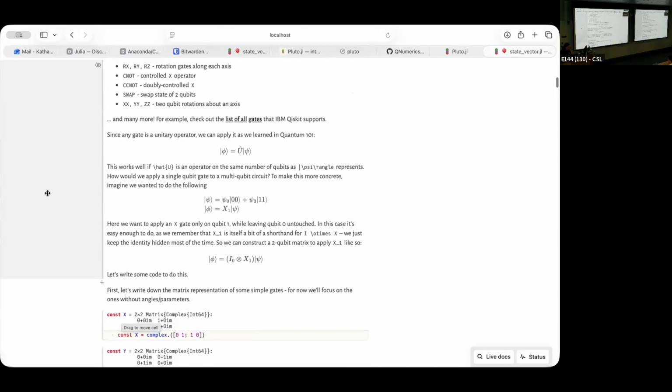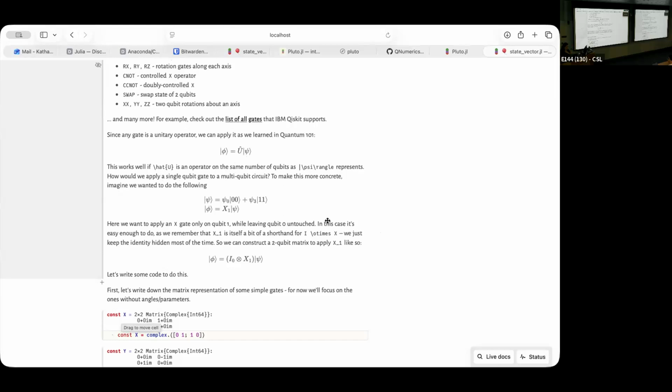So since any of these gates is a unitary operator, we can apply it as we maybe learned in Quantum 101 if we ever took that class. So we apply some unitary U to an input state psi, and then out comes some state phi. And my LaTeX didn't render correctly for psi. This is really frustrating. I'm sorry about that.